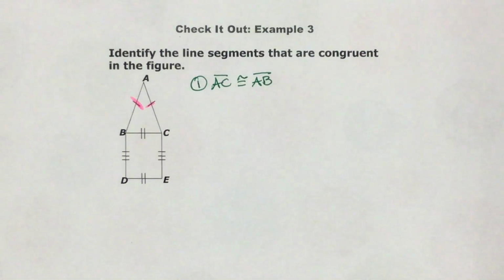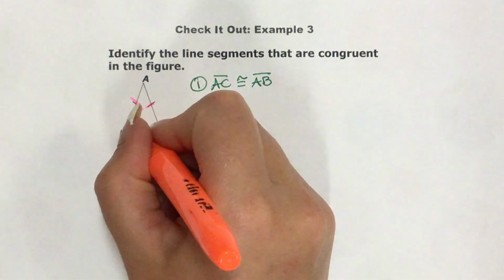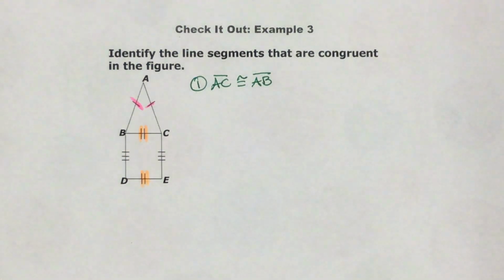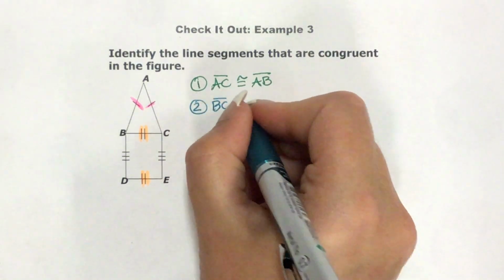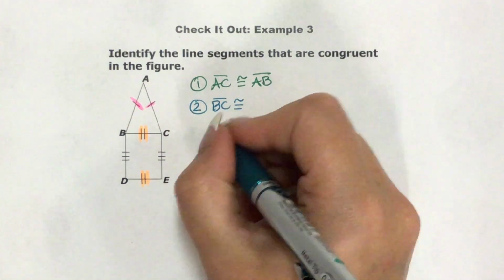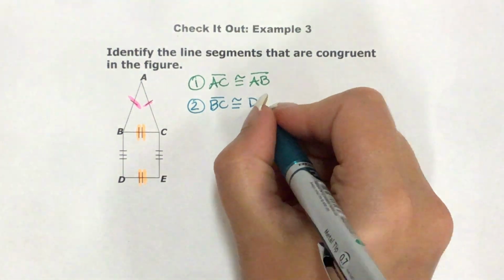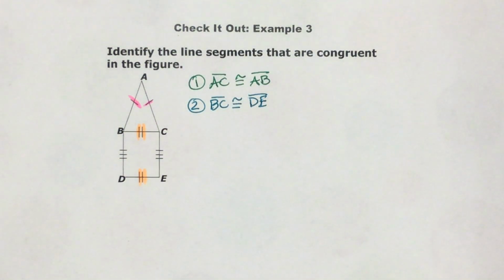On to the next one. The next one I see is two tick marks. That would be BC is congruent to DE. If you have that one written down, wonderful. Line segment BC is congruent to line segment DE. Great job. And there is one last one.